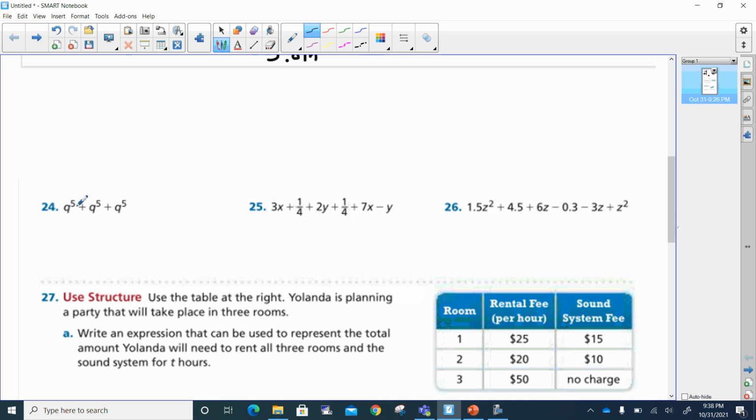Number 24 has Q5 plus Q5 plus Q5, and that's simply 3 times Q5. I guess another way you could write it is 3Q5.